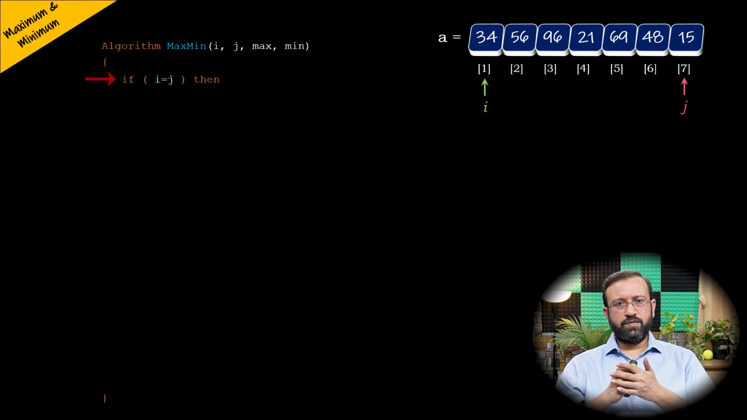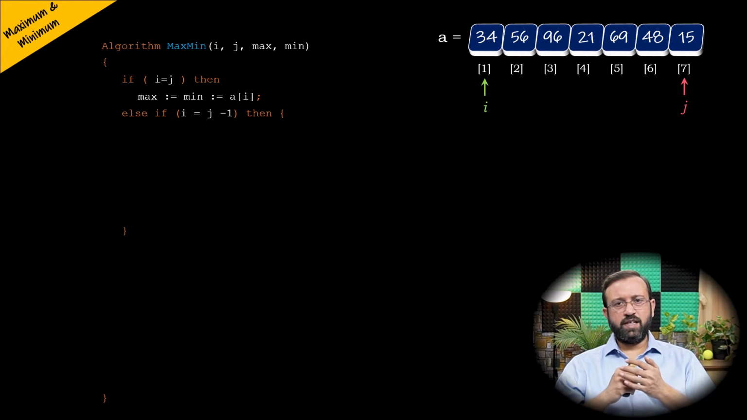Therefore, within this if statement, we will assign max and min as a of I. Then we will consider the case of only two elements in the subarray, which is also a small problem and can easily be solved. So we will have the else if statement with the condition I equal to j minus 1. If the I index is 1 less than the j index, that means there are two elements in the array, and we only need one comparison to find max and min element.